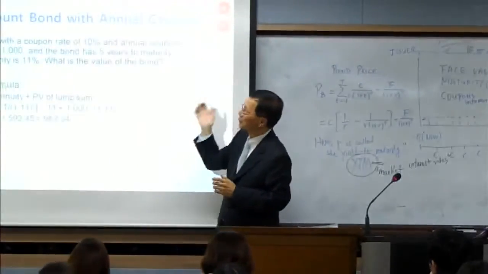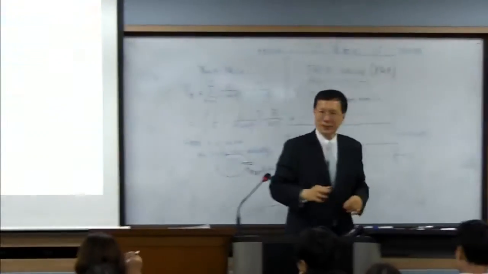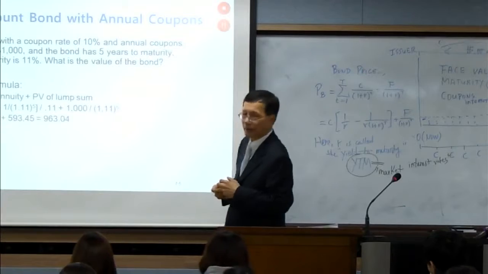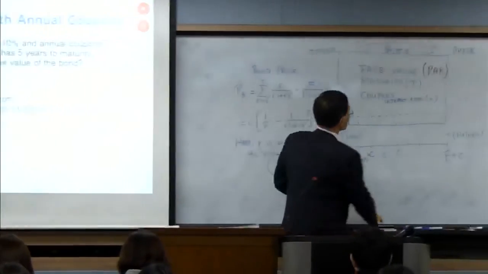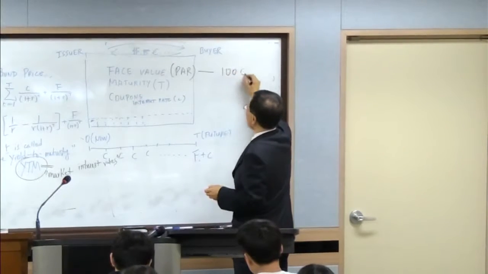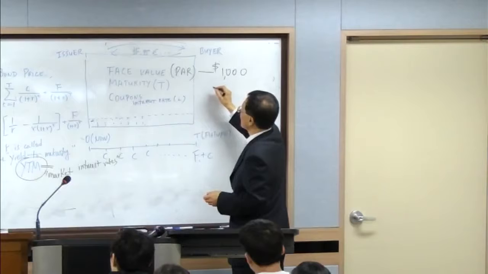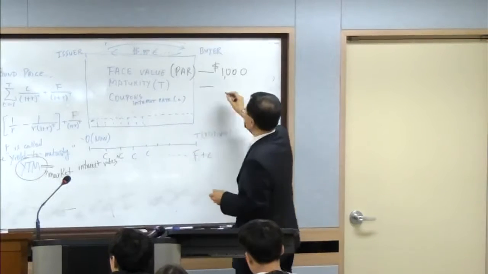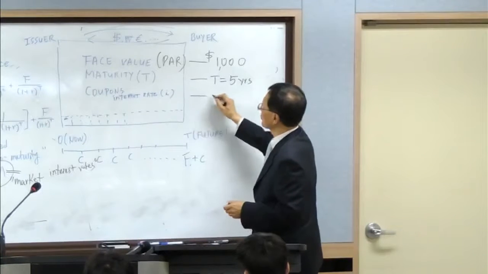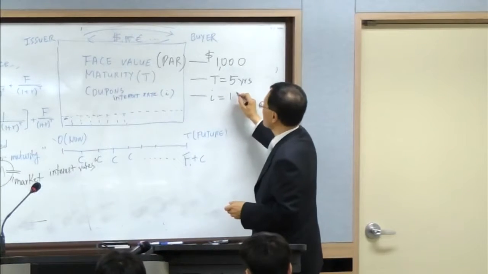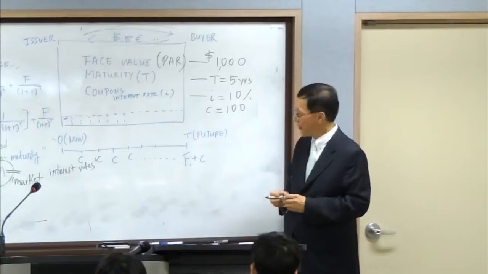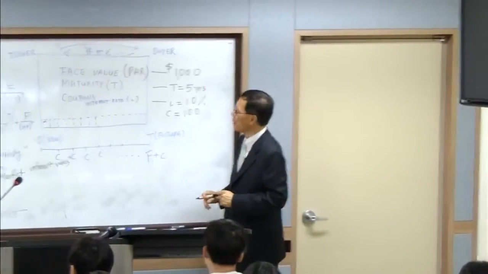Valuing a bond with annual coupons. Now let's think about this case. Consider a bond with a coupon rate of 10%. Face value is 1,000. Maturity is 5 years, T equals 5. And the coupon interest rate is 10%. Therefore, the coupon is $100 per year.